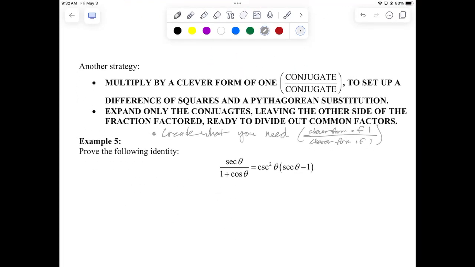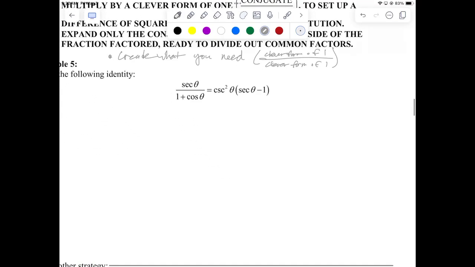All right, example 5. Prove the following identity. Sure thing. We're getting pros at this. They start looking a little bit more interesting, though, as you go through more and more. They're getting a little more challenging.